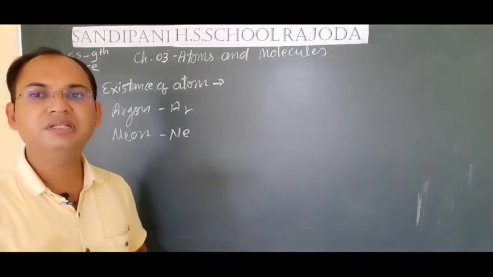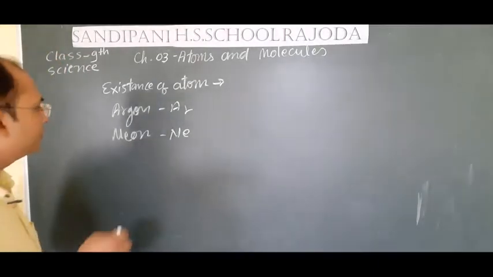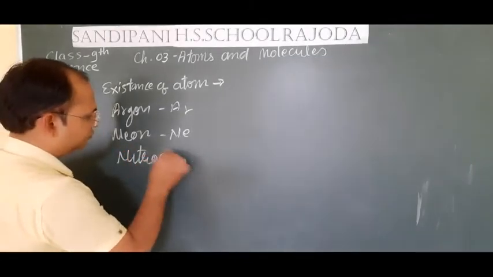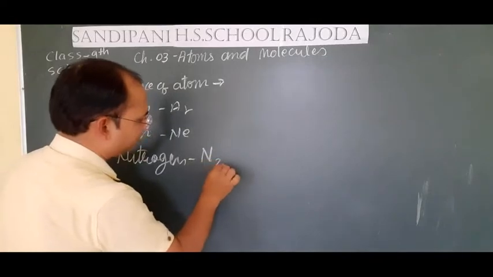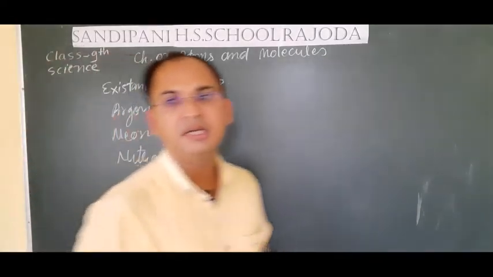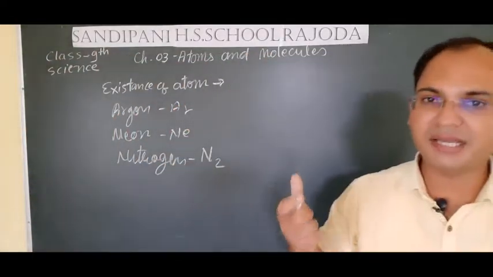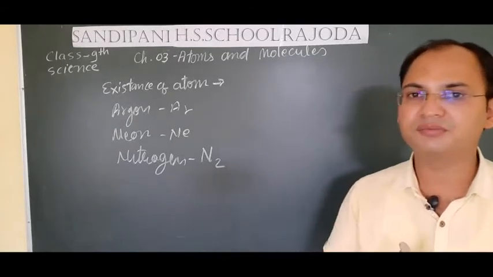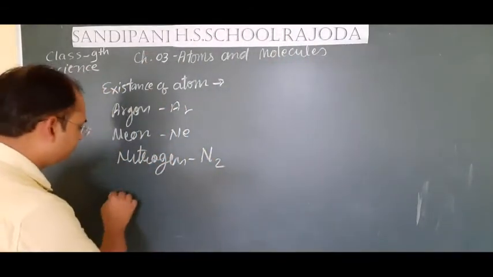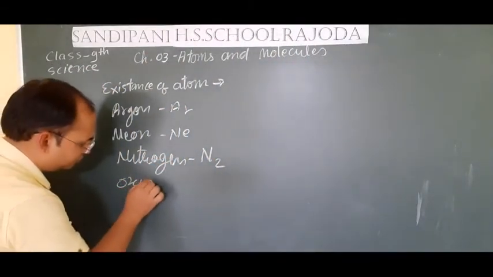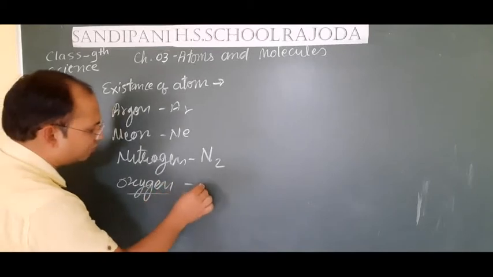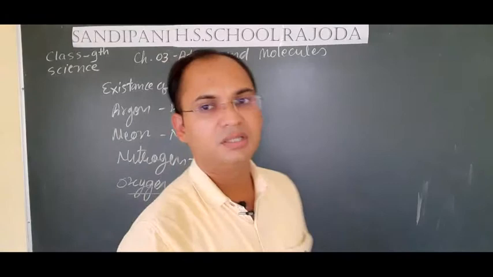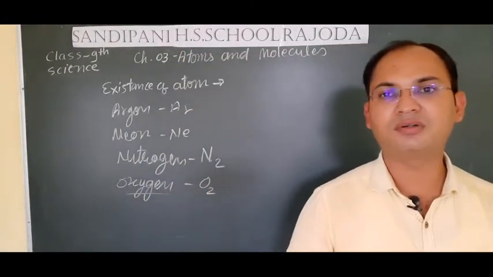elements are found in their molecular form, for example nitrogen, which always exists in the form of N2 and is not found in the form of N; a single atom of nitrogen is not possible. Secondly, if we talk about oxygen, then oxygen also exists in the form of O2. The single atom of oxygen is also not possible.